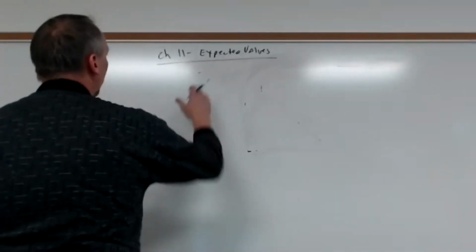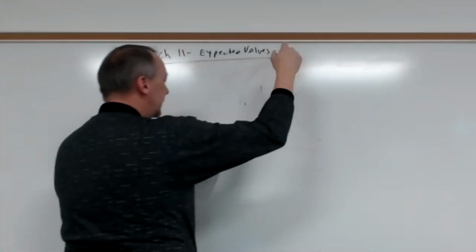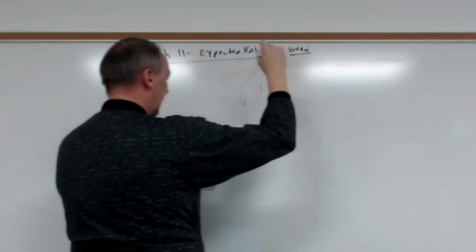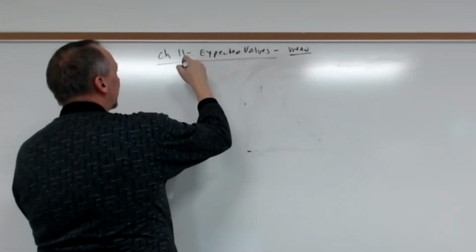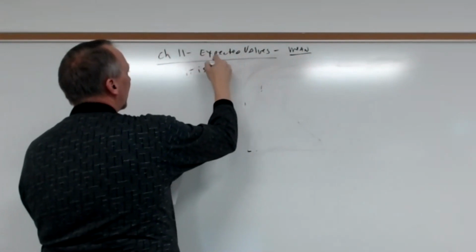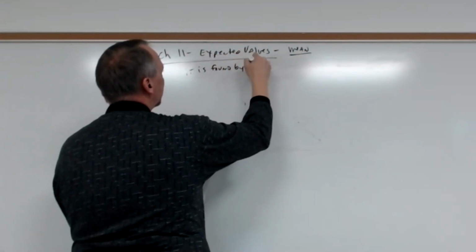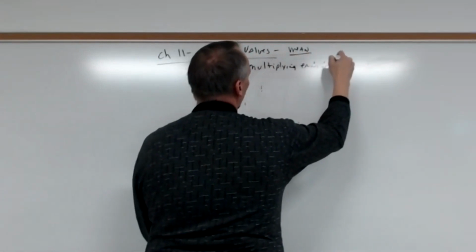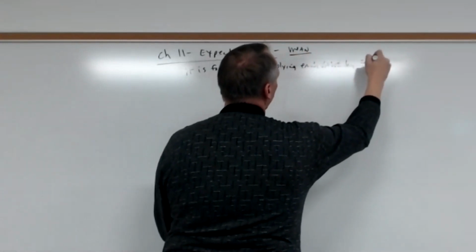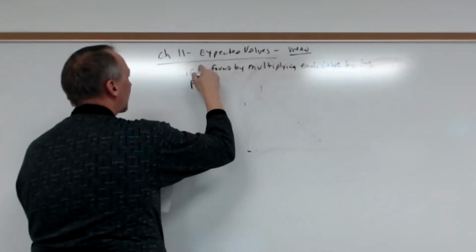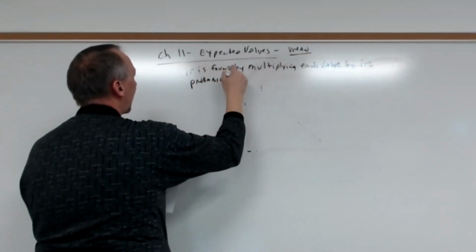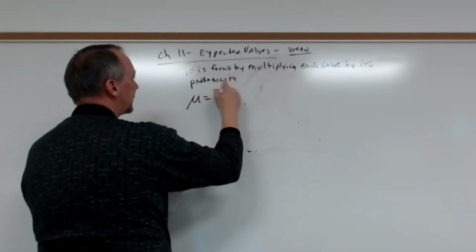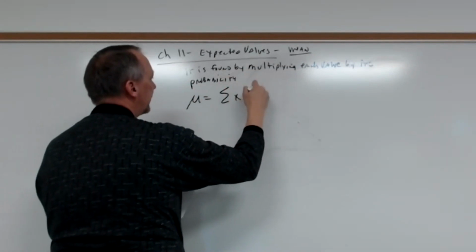All right, so we're going to find the expected value. You can also think of this as the mean. It's another word for the mean. It is found by multiplying each value by its probability. The formula is mu equals the sum of x times p of x.